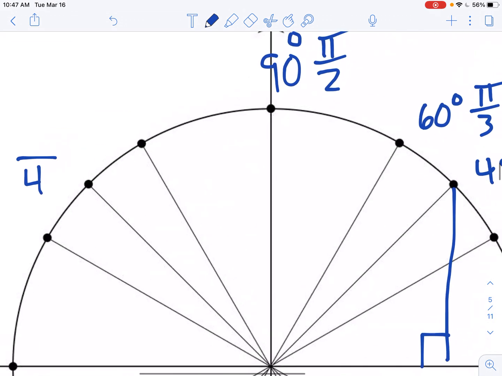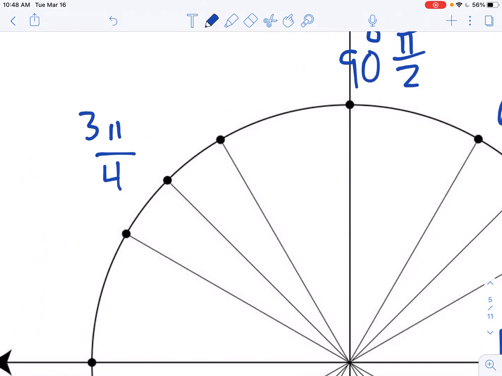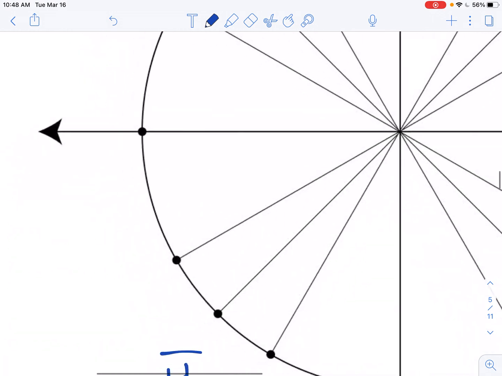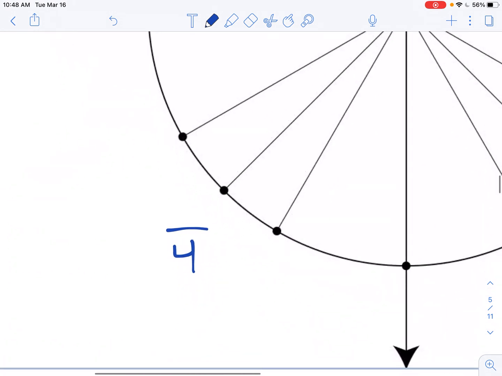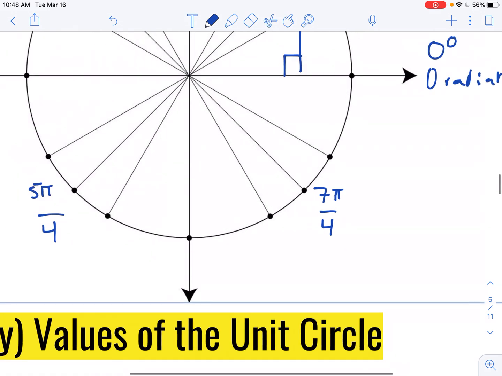This one, pi over 2, is the same thing as 2 pi over 4, and I'm adding another pi over 4 to that. So this is 3 pi over 4. Here, I've got another pi over 4. This is going to be 5 pi over 4. And then finally, I'm going to have 7 pi over 4 here.